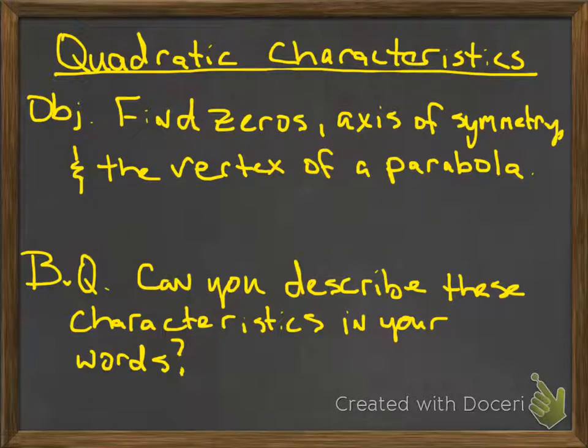Welcome. Today we're going to talk about quadratic characteristics, and a few more. Our objective is to find zeros, the axis of symmetry, and the vertex of a parabola. My big question for you today is, can you describe these characteristics in your own words, and can you describe how you're going to find them? My big plan is to show you this with the calculator, so you're going to have to remind me that we're going to do a lot of this through the calculator.